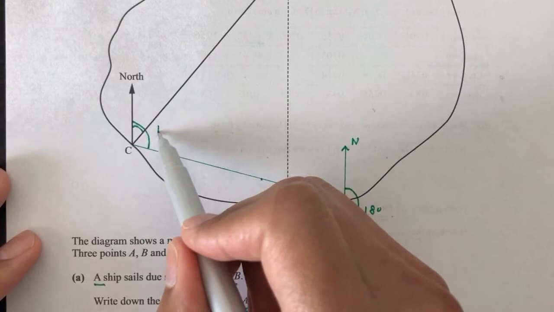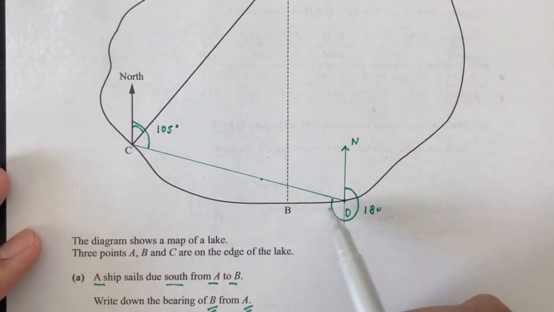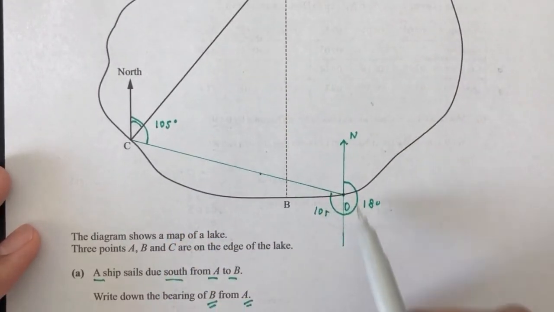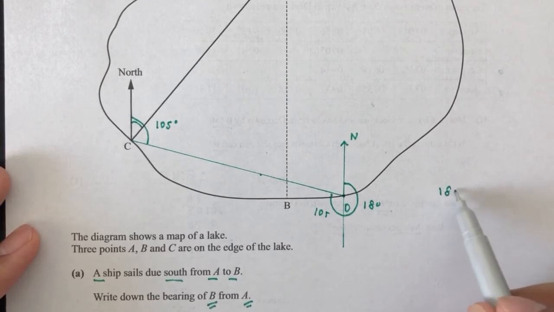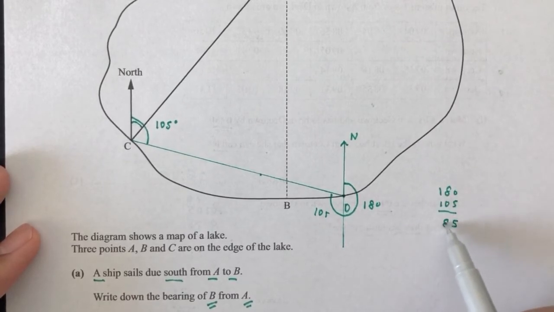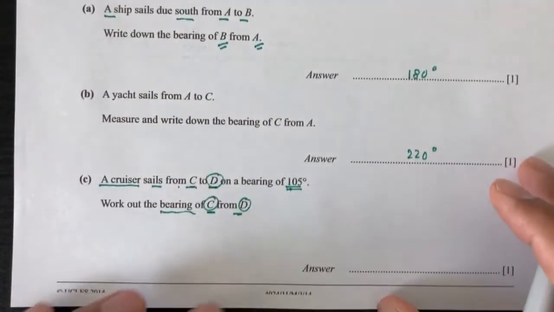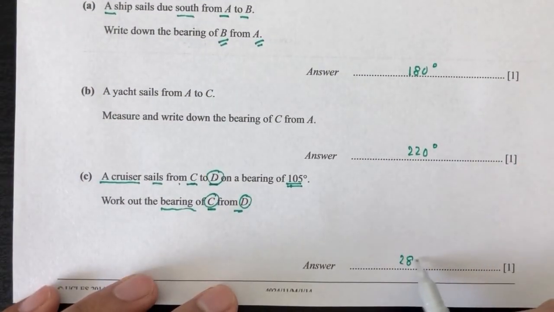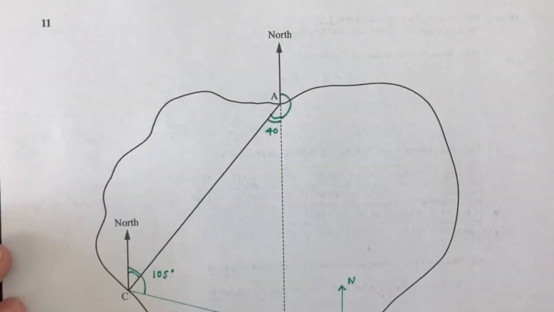So if this is 105, it means this is 105. And this whole bearing is 180 plus 105. That will be 285. And that's it for question number 11.